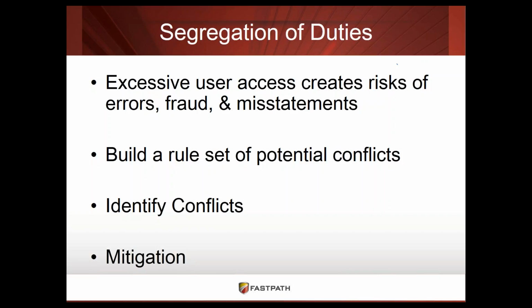Essentially, if somebody has access to given permissions, when you combine those permissions together, that's what's going to create your risk. It's important to understand up front what you consider your conflicts and what risk level you have attached to those conflicts. From there, you actually need to identify your conflicts, right? So we know how we define risk, but where do we have risk in the system at this point?